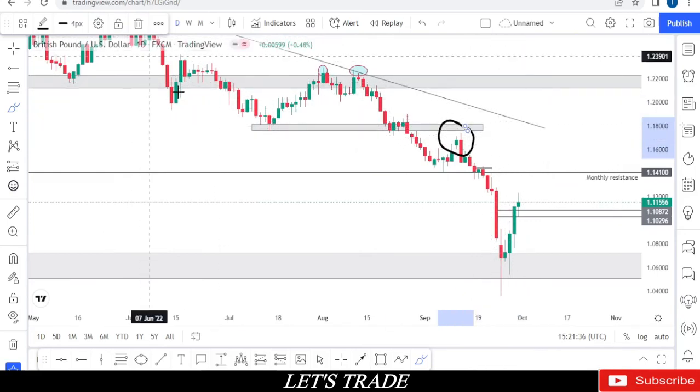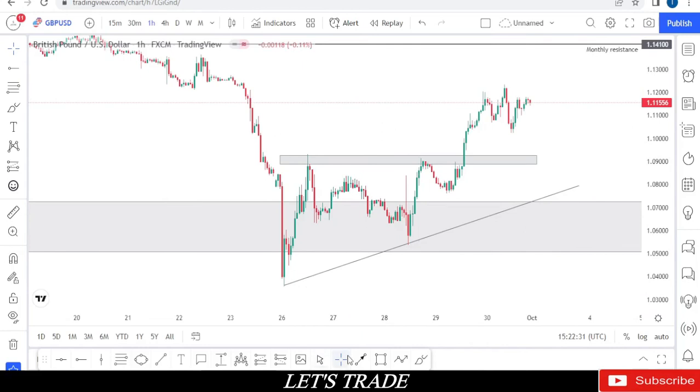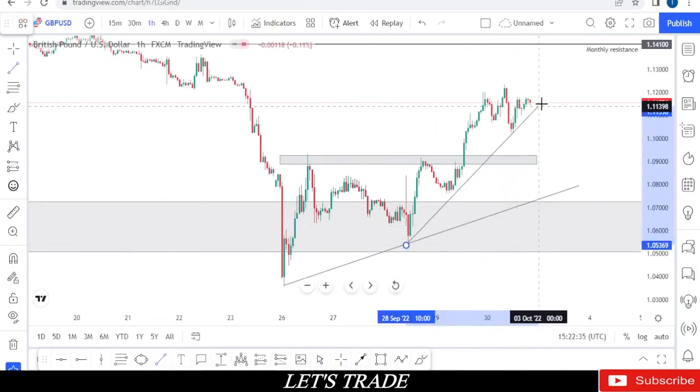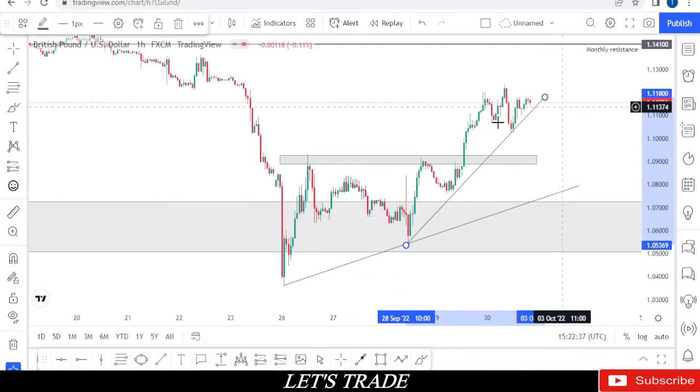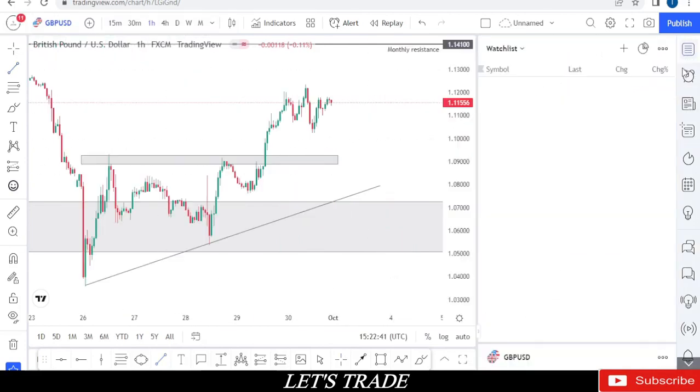So for now, I'll still be looking for selling opportunities on the GBPUSD. I think on the GBPUSD for now, I'll just be watching it. I don't have any clear pattern that I'm seeing at the moment. So if anything changes on the GBPUSD, I'm going to notify you guys in the Telegram group.